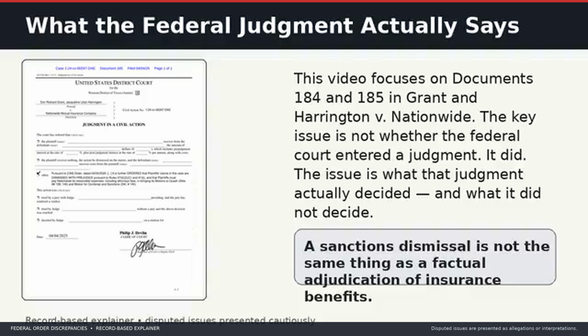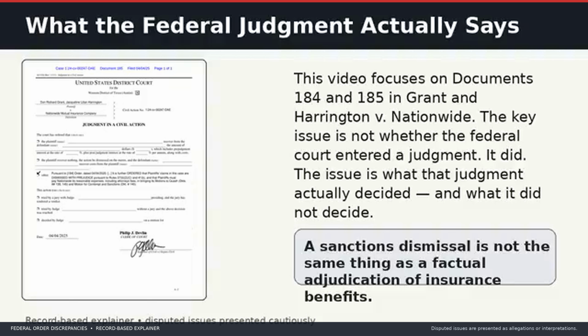This video explains a narrow but important discrepancy in the federal record in Harrington and Grant versus Nationwide Insurance, case number 1:24-CV-00247-DAE. The federal court did enter a judgment. The question is not whether the judgment exists. The question is what that judgment actually decided and what it did not decide.